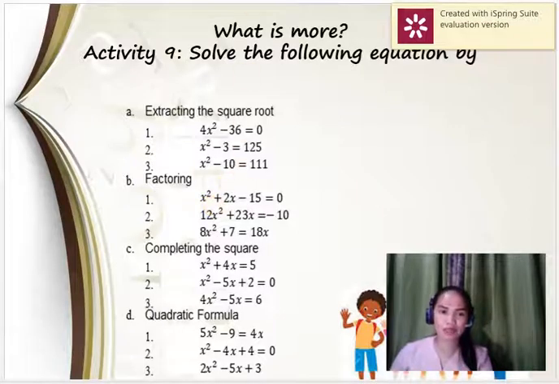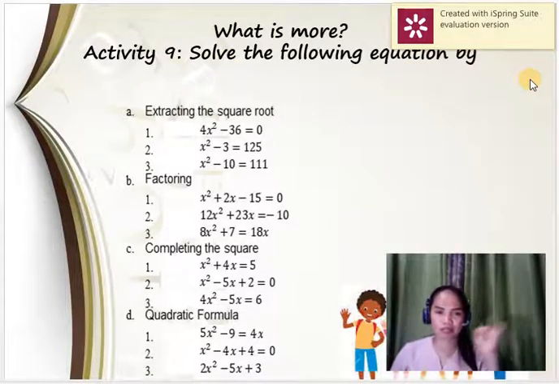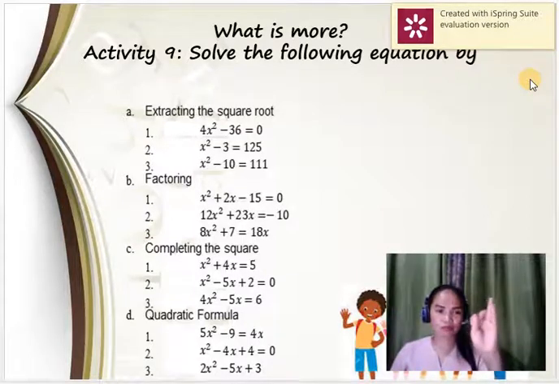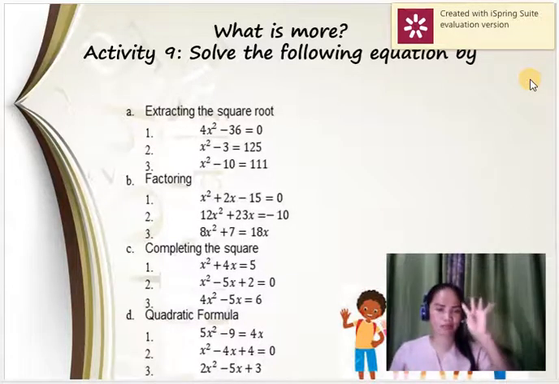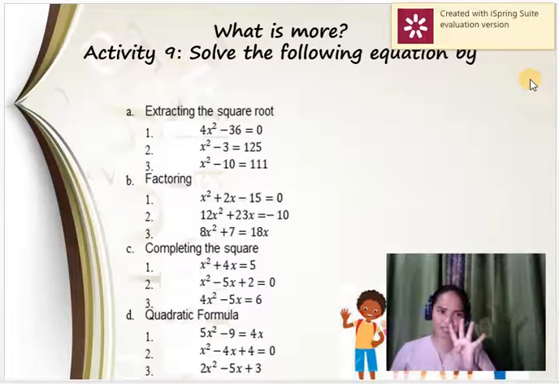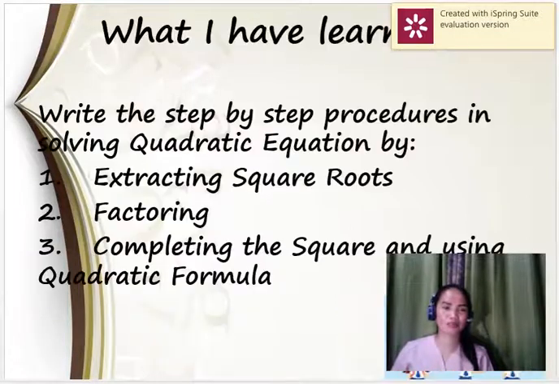Okay, so since we are done with activity 8, we have activity 9. Solve the following equations by extracting the square root, factoring, completing the square, and the quadratic formula. Okay, so let us have that one. Then, what I have learned: write the step-by-step procedure in solving quadratic equations. 1. Extracting the square root. 2. Factoring. 3. Completing the square. And 4. Using the quadratic formula.